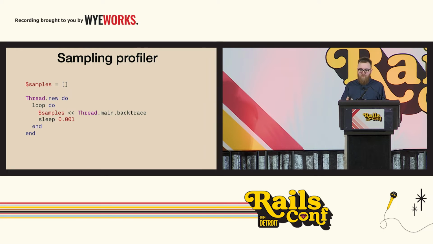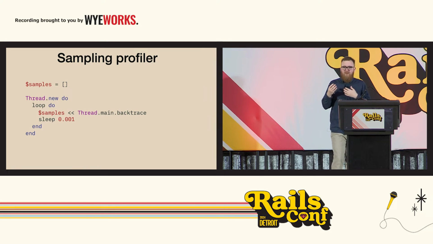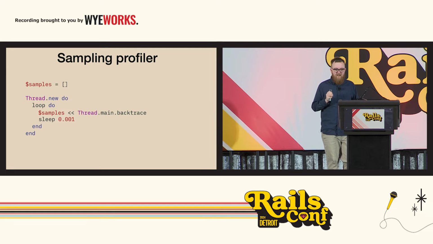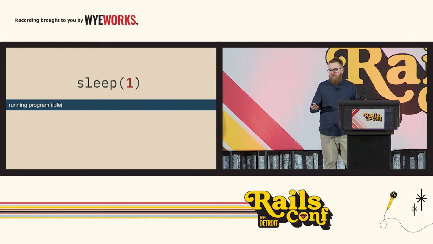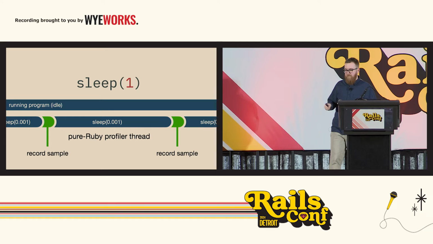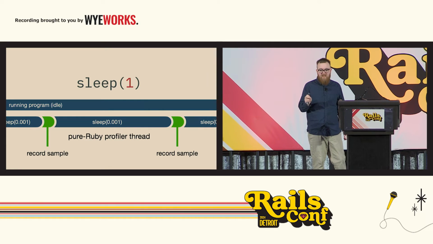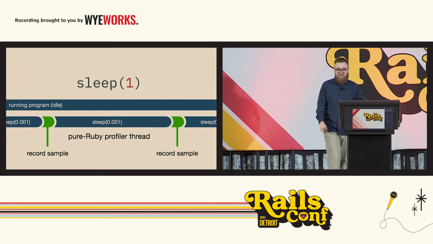And this sampling profiler is a little better than pseudocode. I've tested this out and it does actually work, but it's surprisingly hard to make this technique as accurate as we might want. So if we measure a program that's totally idle, this pure Ruby profiler works great. It sleeps for a millisecond, takes a sample, and it repeats until it's done. With this, we'll properly capture 1,000 samples sleeping.